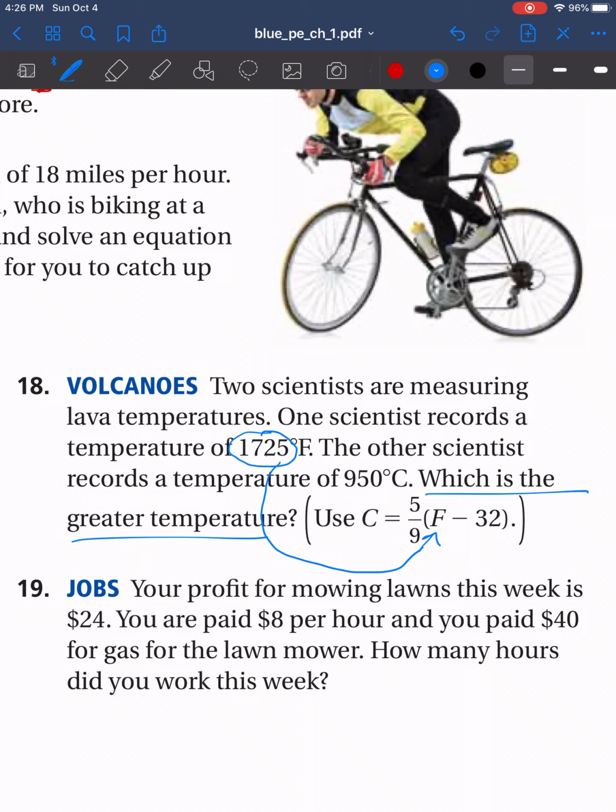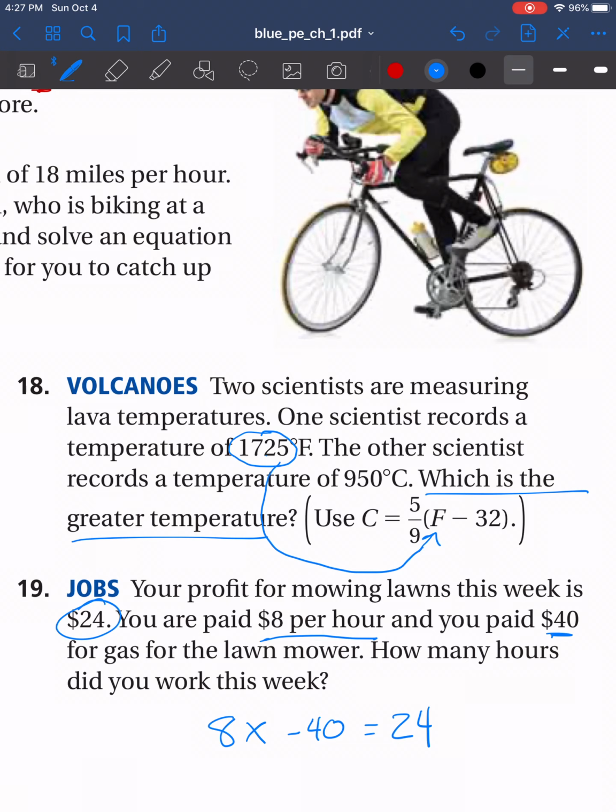Number 19. Your profit for mowing lawns this week is $24. You are paid $8 per hour, and you paid $40 for gas for the lawnmower. How many hours did you work this week? All right. So here's what we need to do. You guys got $24, okay? This week. You are paid $8 per hour, okay? I'm putting an X, that's your hours. And then I'm subtracting $40 because we had to pay for gas. And we got $24. Now we need to solve for X.